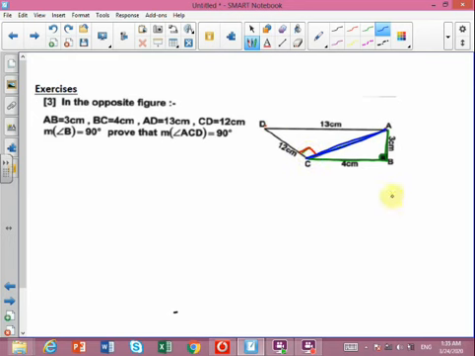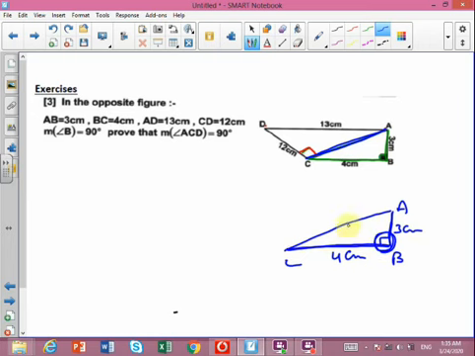Look at the triangle ABC. I will take it outside. This is a right angle triangle ABC, and this is the right angle. This is 3 centimeters and this is 4. If you have a right angled triangle and you have two sides of it, can you get the length of the third side? Yes, of course, by Pythagoras theorem.